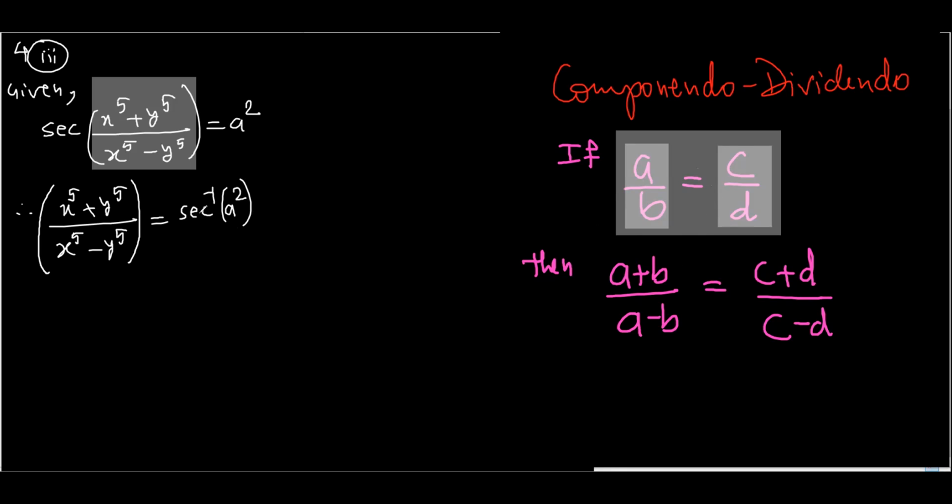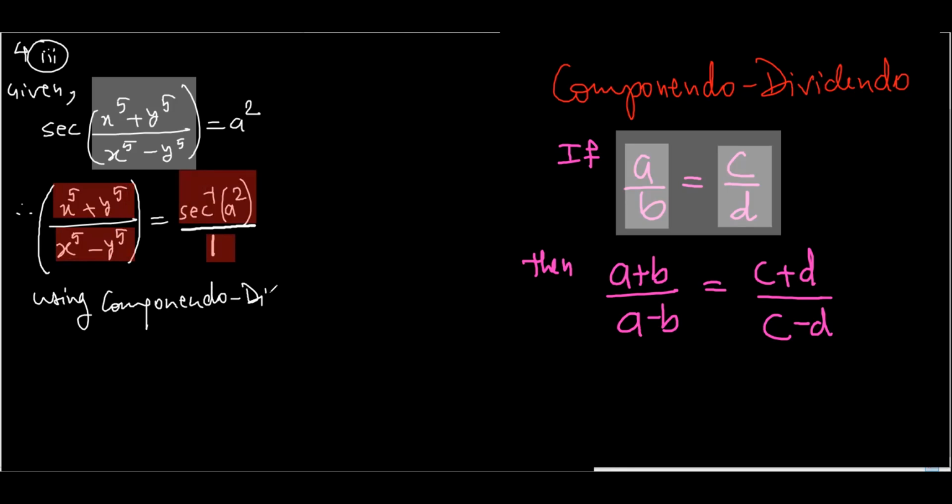So here I write, sec inverse a square, I can always treat as upon 1. Dividing by 1, you get the same thing. So you will write divide by 1. Now what I will write here, using componendo. See what we have. We have A upon B. I treat this as A upon B equals C upon D. Okay. So now what I write using componendo and dividendo.